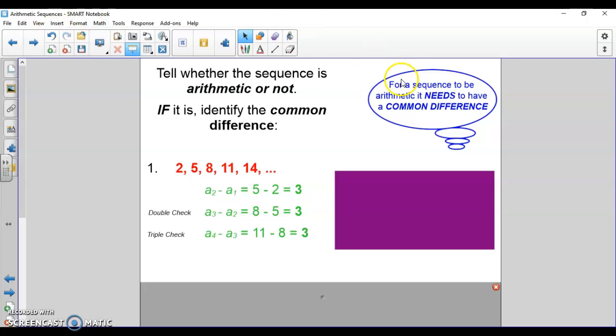For a sequence to be arithmetic, it needs to have a common difference. So we look at this. We have 2, 5, 8, 11, 14. Just start finding the common difference.